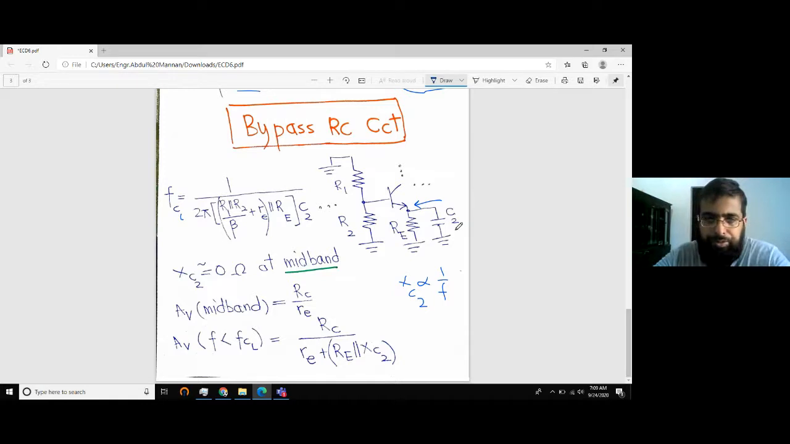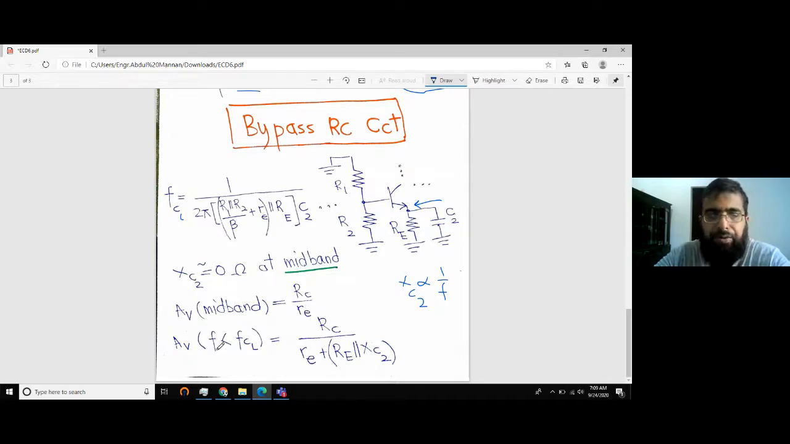So what should we take? We should take the largest one or the smallest one? Of course, we should take the largest one. Out of these three, we should assume the largest to be the actual low cutoff frequency for the amplifier. Since XC2 is approximately equal to 0 ohm at midband, as I said earlier, it's no problem. The gain is RC over RE.